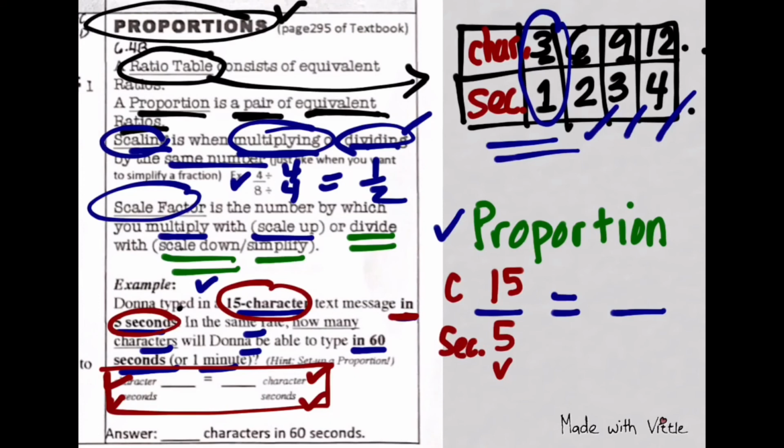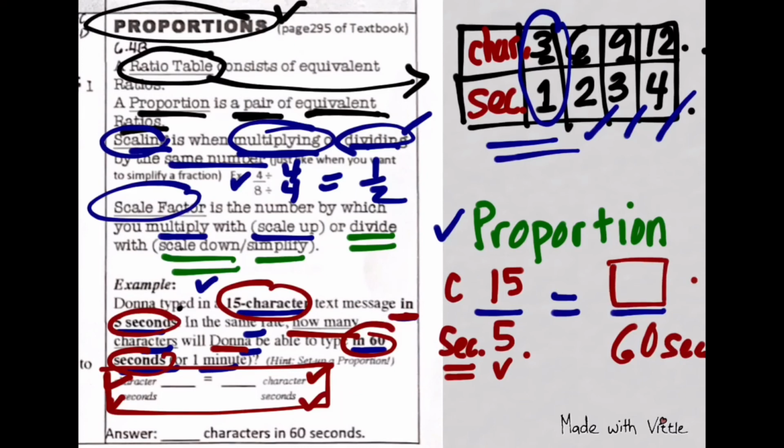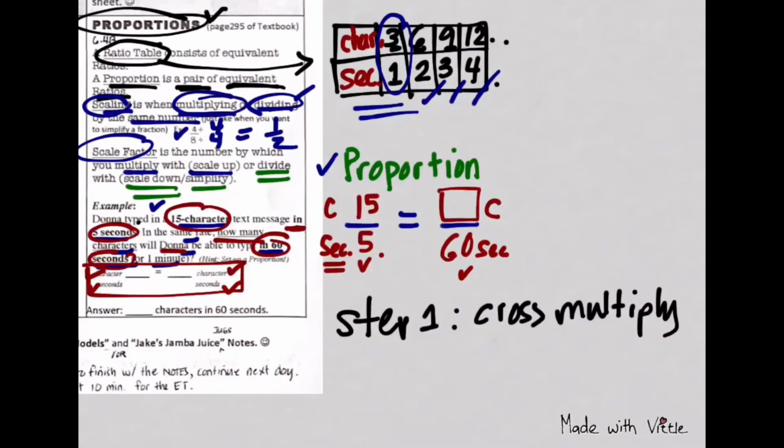Now the other number given here is in the question. How many characters will Donna be able to type in 60 seconds? So where should I place the 60 seconds? On our proportion, it should be across the number of seconds. Therefore, it should be down here across that 5. So 60 seconds should be down here. Then we'll be able to find out how many characters she can type in 60 seconds.